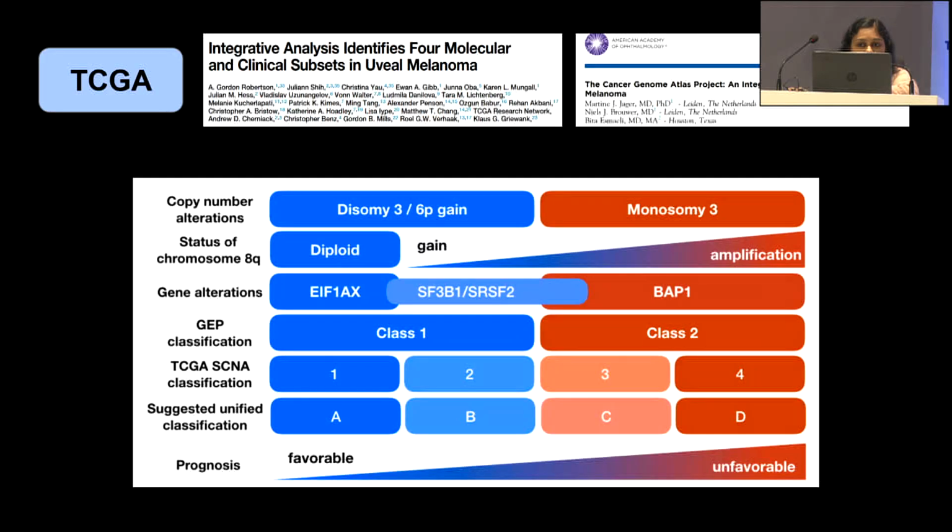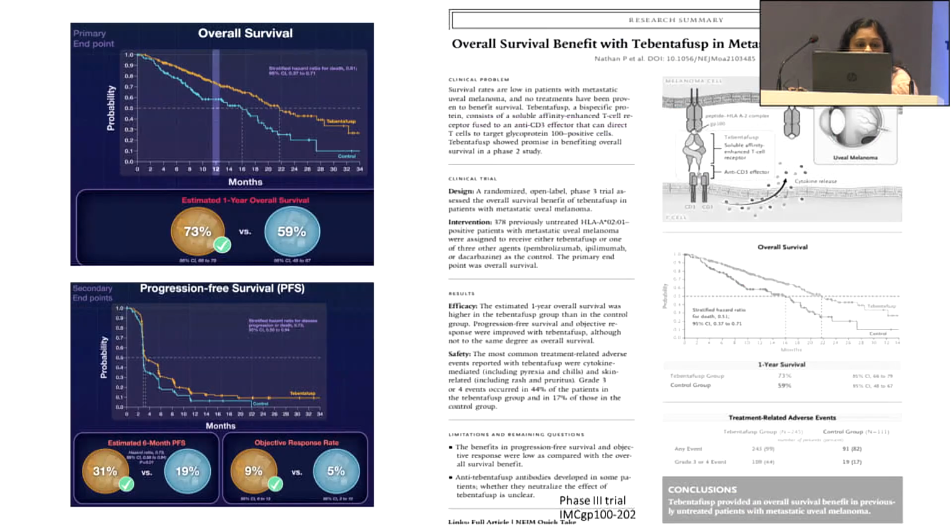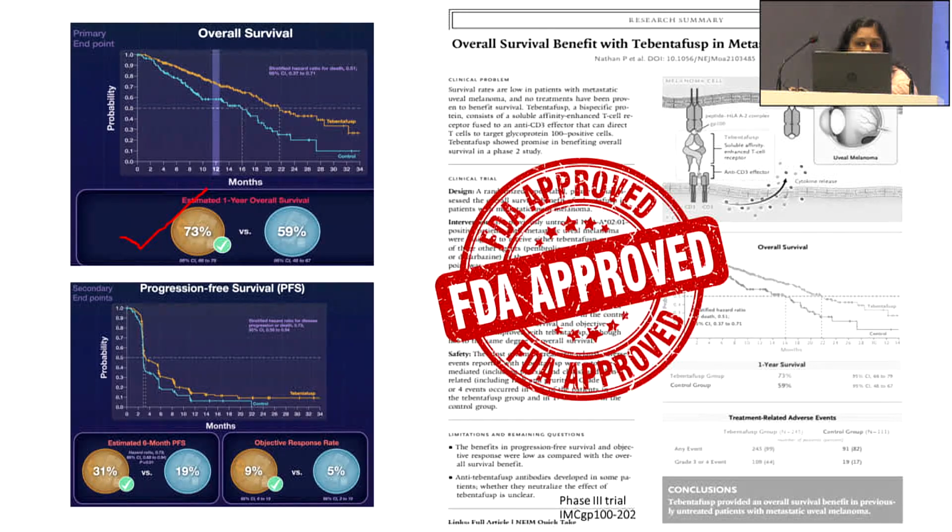And as I told, for metastatic uveal melanoma we do not have adequate effective therapies now. On that note, I'd like to highlight the effect of tebentafusp, which is a fusion protein, and it is called the BiTE in uveal melanoma, or a bispecific T-cell engager. A phase 3 trial has shown an estimated overall 1-year survival of 73%, which was very excellent, and based on the survival benefit, this has been approved by the FDA.